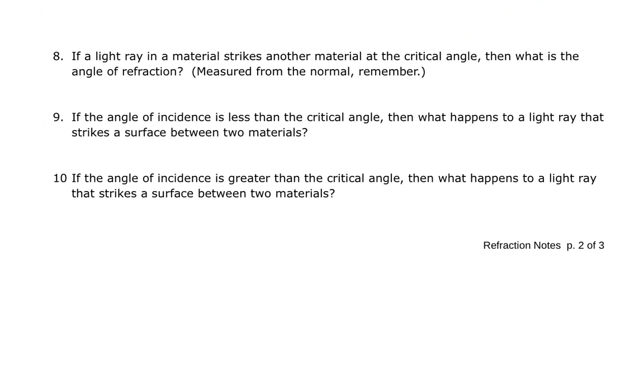So just to answer a couple of these questions: if a light ray in a material strikes another material at the critical angle, then what is the angle of refraction? Well, we know that's going to be 90 degrees, and of course, that's always measured from the normal. If the angle is less than the critical angle, then what happens to the light ray when it strikes? Well, most of it is going to refract into the second material. Some of it will still reflect, but we're not going to worry about that. So it's going to refract into the second material.